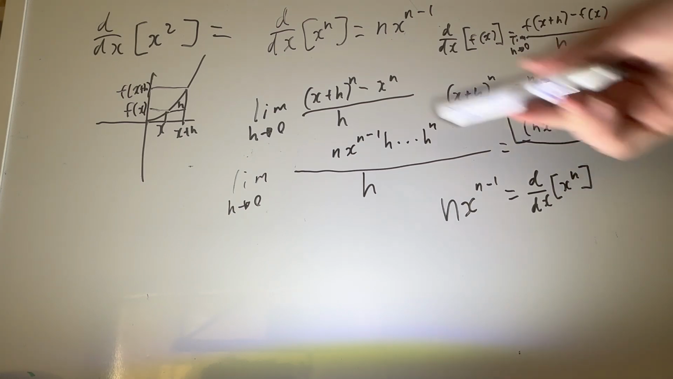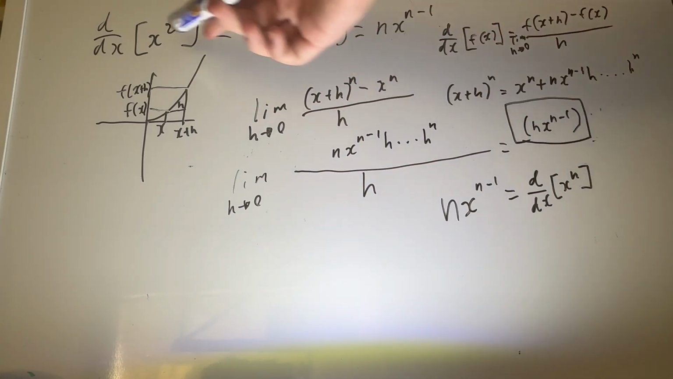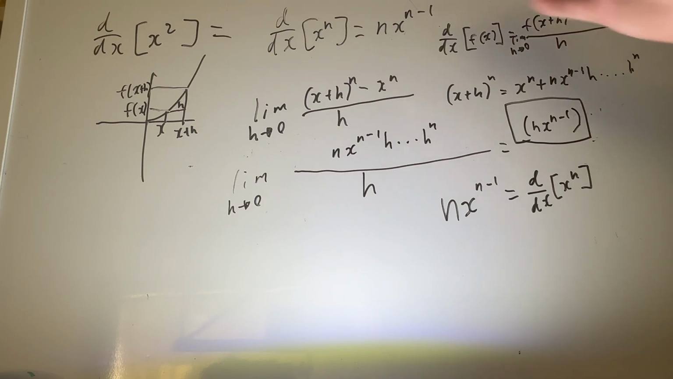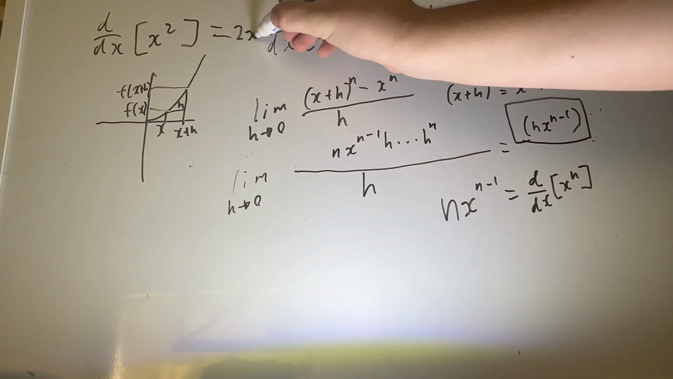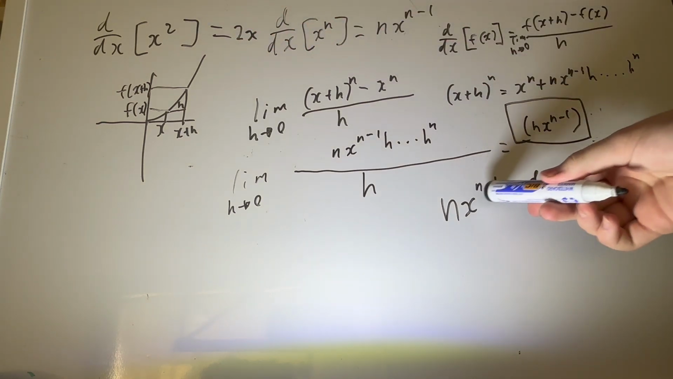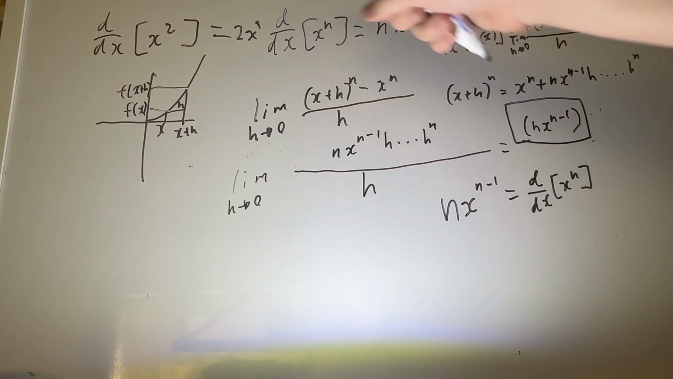So let's take the derivative of x to the power of 2. So we have 2x, and 2 minus 1 is 1. So this is just 2x.